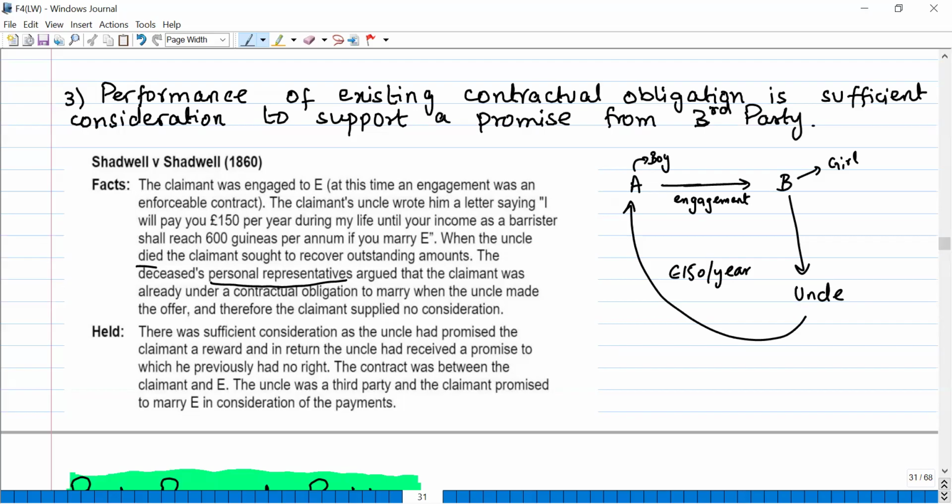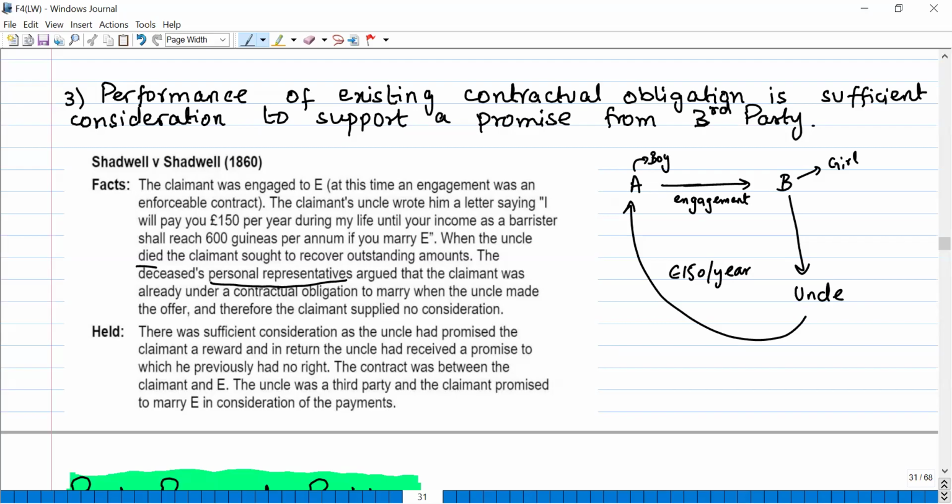In 1840, engagement was a contract. When you get engaged with a girl, it is binding on you to get married to the girl as well. So the boy had to marry the girl. It was his contractual obligation. But he was supporting the promise from the third party by doing his contractual obligation. And if he does so, then it is considered as sufficient consideration.